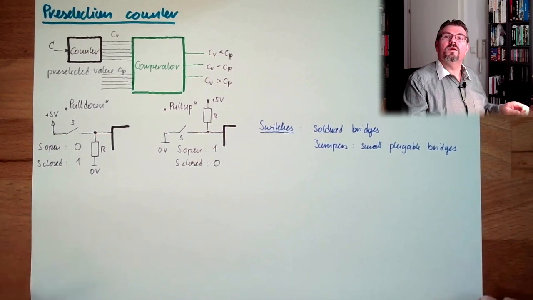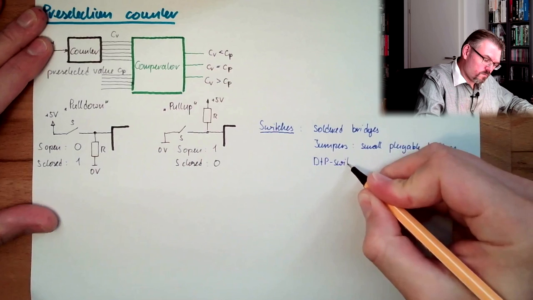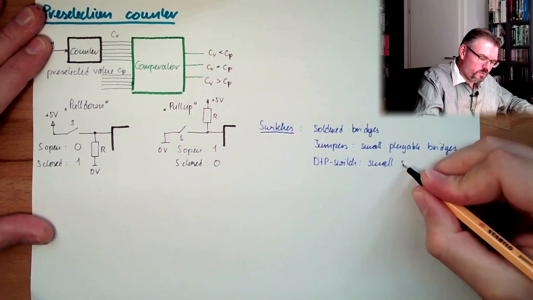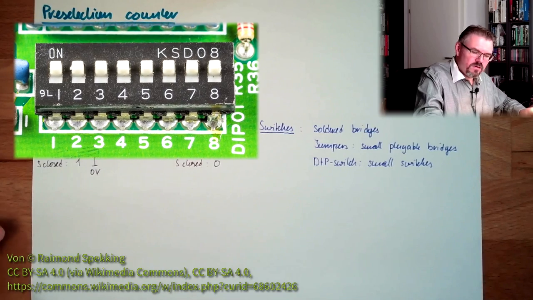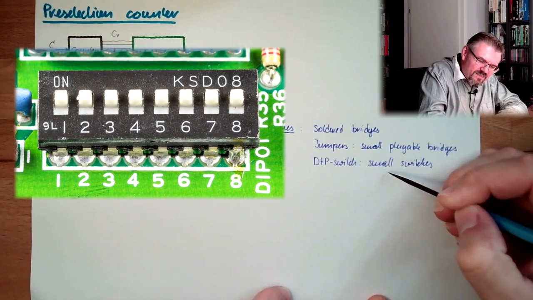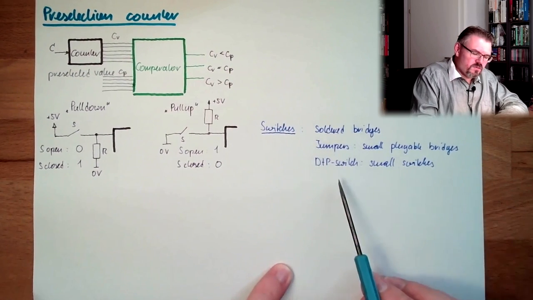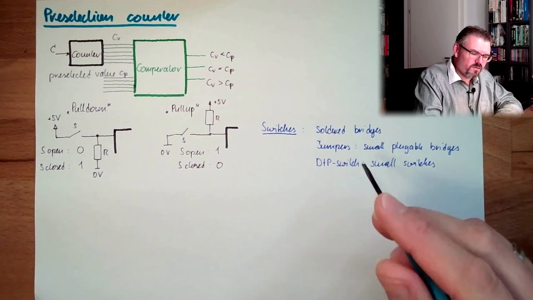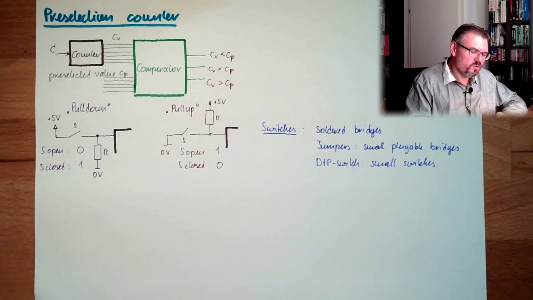Next possibility would be dip switches. The small, I would even call it tiny, switches. I show you a picture. You need something very sharp or very pointy to switch those little switches, up, down, up, down, up, down. And then you can select a counter value. From these three, it's the most convenient way. I just have to switch the switches, not suddenly pull the plug or solder or something like this. Dip switches.